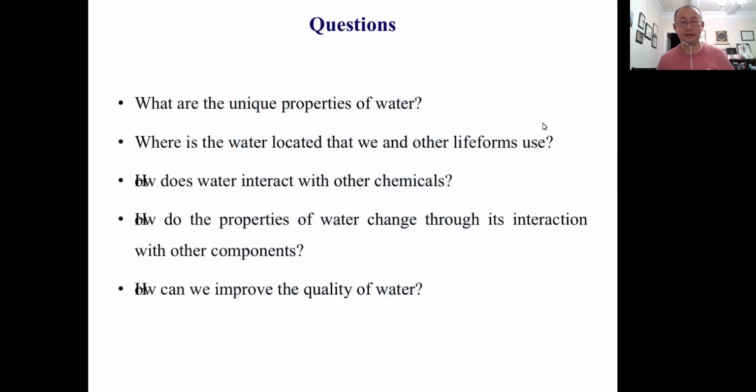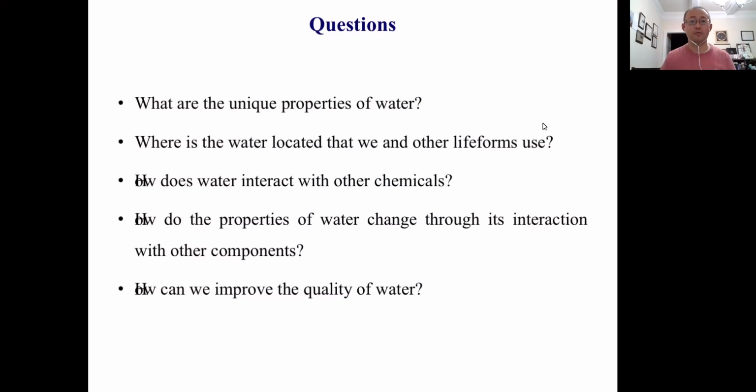Okay, here are some questions in this chapter we need to answer. In the first part, of course, we want to talk about water and what makes water special, what are the unique properties of water, where is the water located and how we and other life forms use it, and how does water interact with the other chemicals.